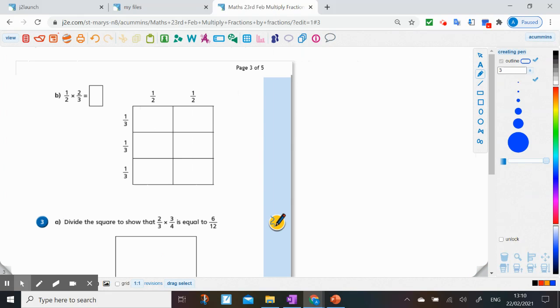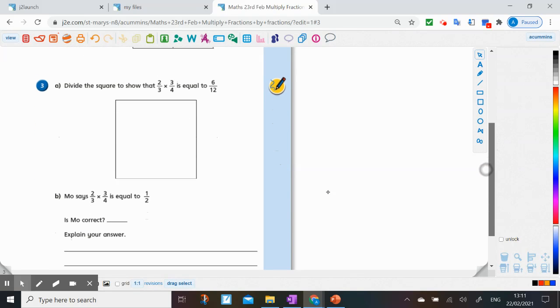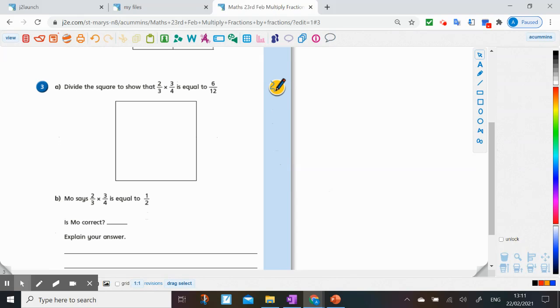B is very similar, so use the area model to help. So a half times 2/3. And then question 3, a bit like you were hopefully doing on paper just now, divide the square into 2/3 and 3/4 to show that it's equal to 6/12. So they've already told you the answer, that if you've done it right, you should end up with 6/12. So what you should be doing, of course, would be dividing it into 3 equal parts, perhaps down this side.